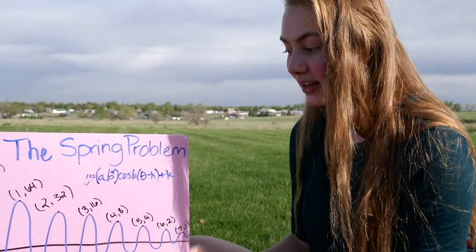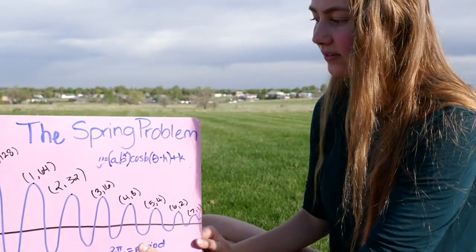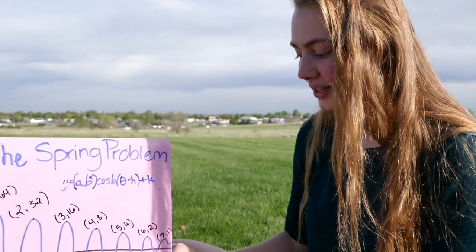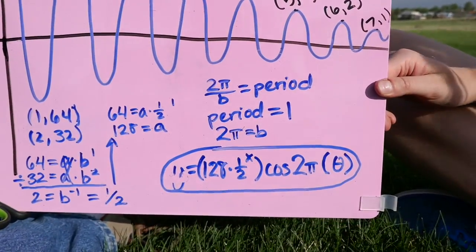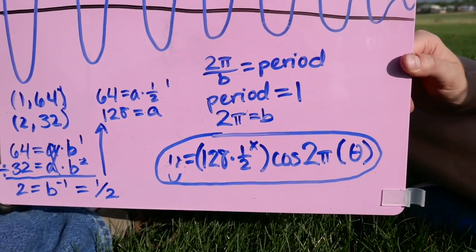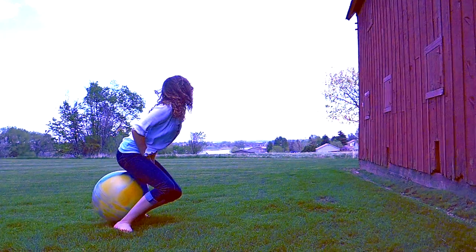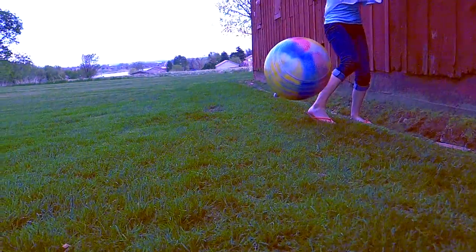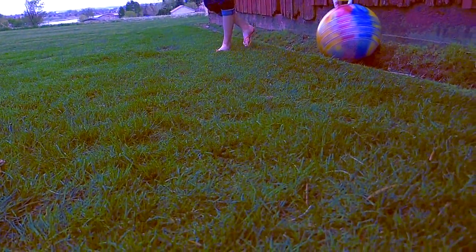If you did need to shift it horizontally or vertically, the h shifts it horizontally and the k value shifts it vertically. Both of those are 0, which means that we have all the parts of our equation, and this is our final equation: y equals 128 times 1/2 to the x times cosine of 2 pi theta. With this knowledge in store, Avery was successfully able to complete her heist and jump into the bank at the perfect angle, and we measured the behavior of the ball exactly.